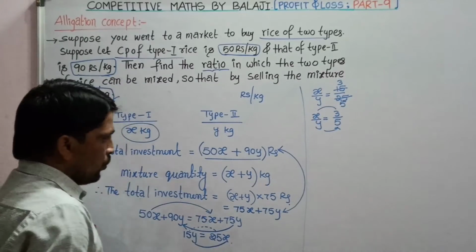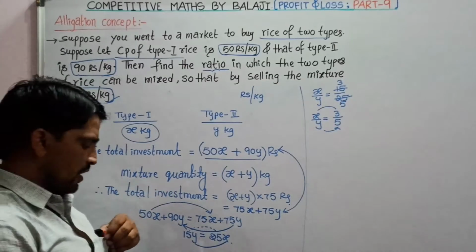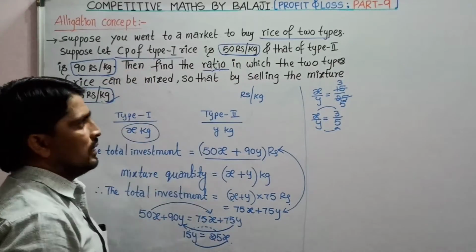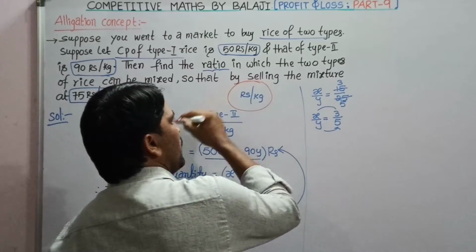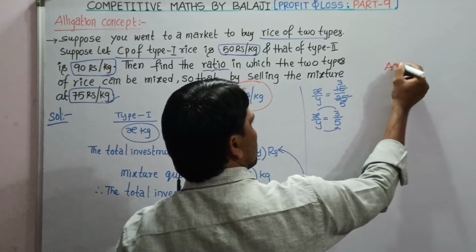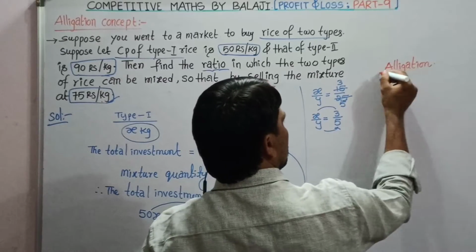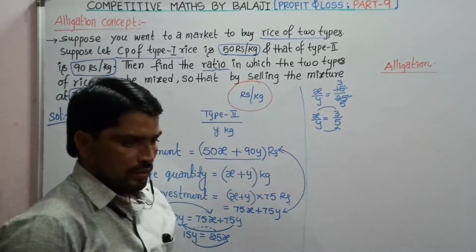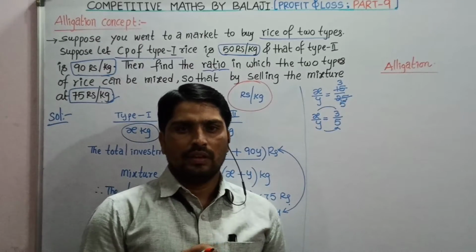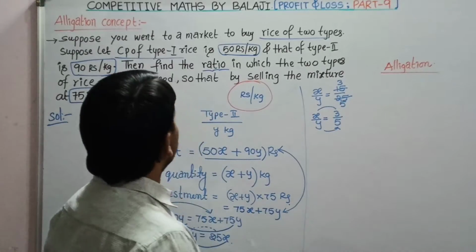So this is the actual procedure, and it is a lengthy process. Let us see the allegation method. When the three entities are equal, then allegation is used on their units. The important thing is that allegation is not a topic. It's a method to solve the question.